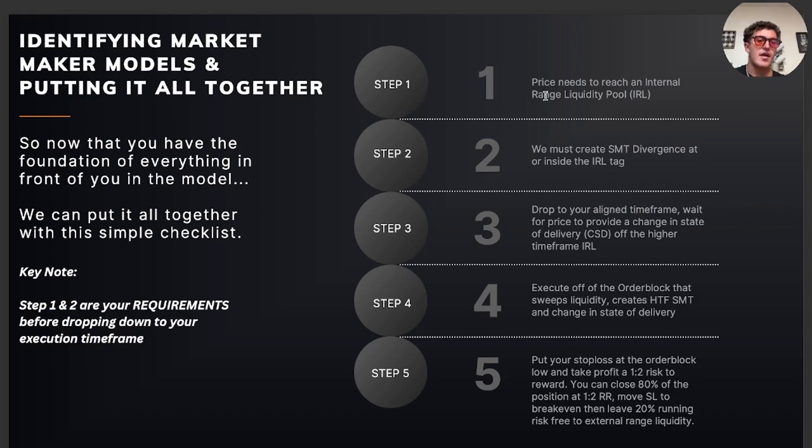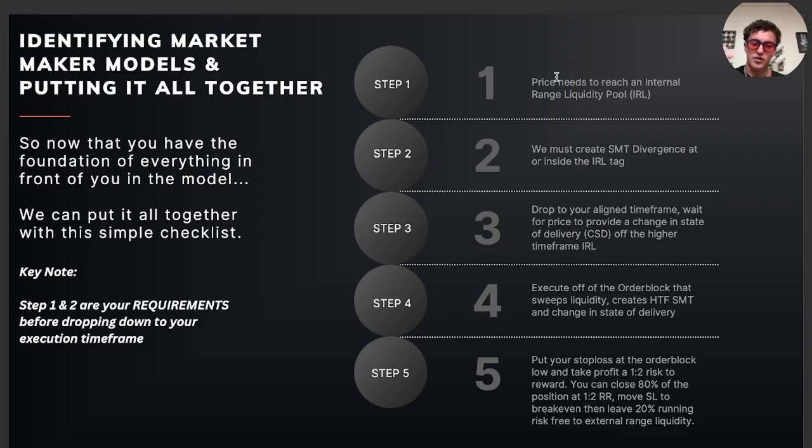If there is one, after that is checked off, you then can go to step 2 and you need to watch and see if price creates SMT divergence at or inside of that internal range liquidity pool tag. If price reaches a gap or an imbalance or fair value gap, but doesn't create SMT divergence at the tag or inside of it, no trade. You need these two to happen before you can go to 3, 4, and 5. These are your keys and your foundation to then moving forward.